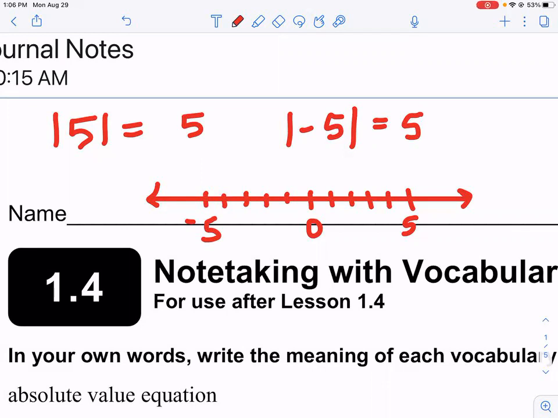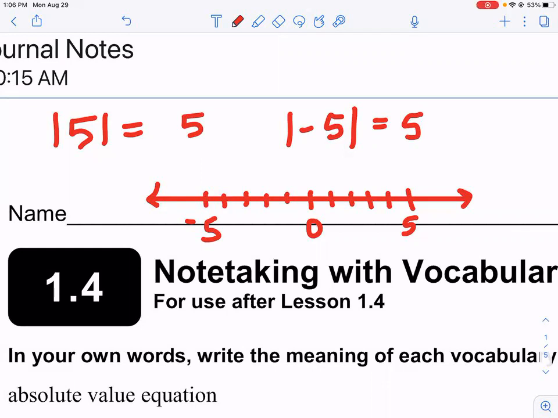Okay, so let's remember that this is the notation, these vertical bars. And let's remember that 5 and -5 both have absolute values of 5. 3 and -3 both have absolute values of 3. We can keep going.